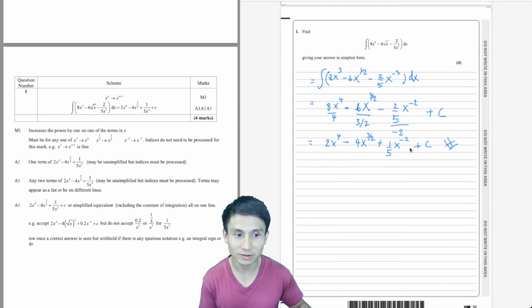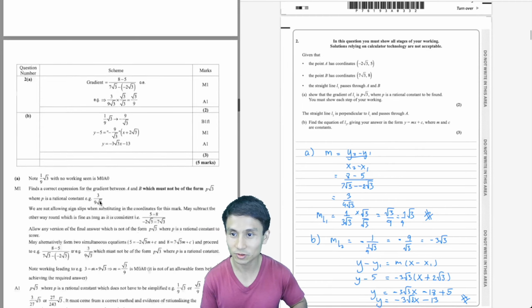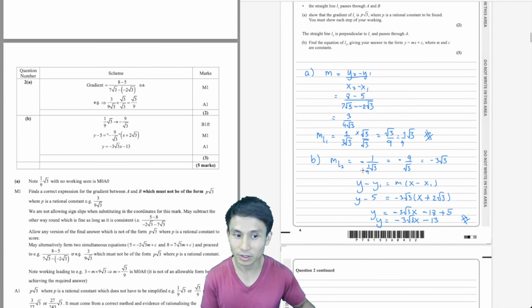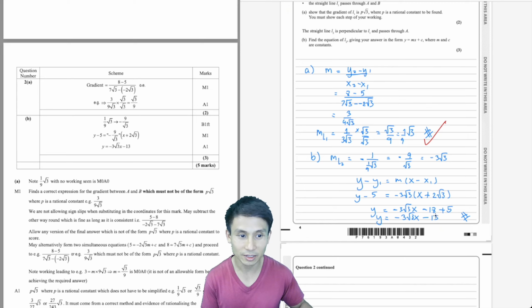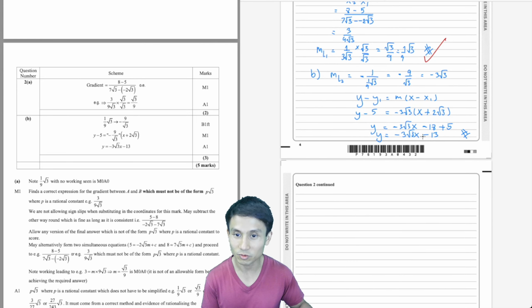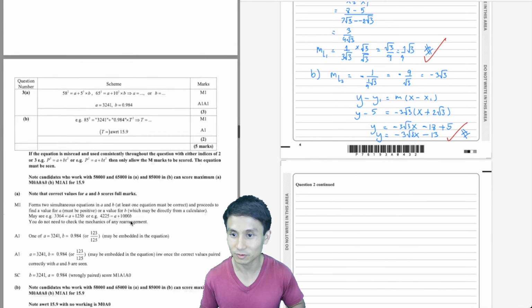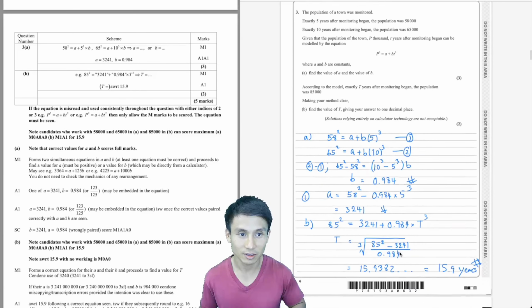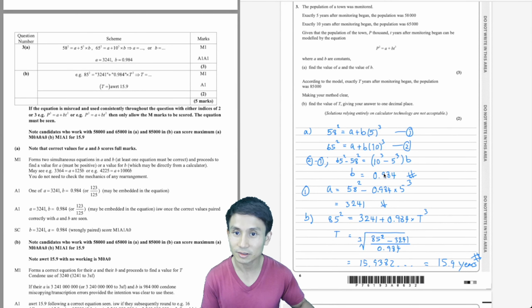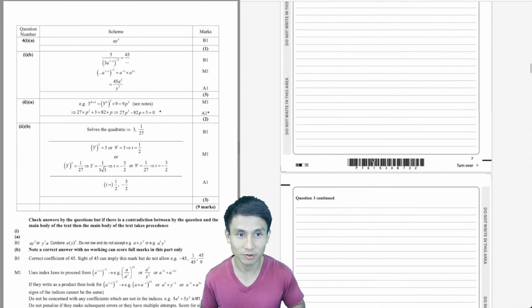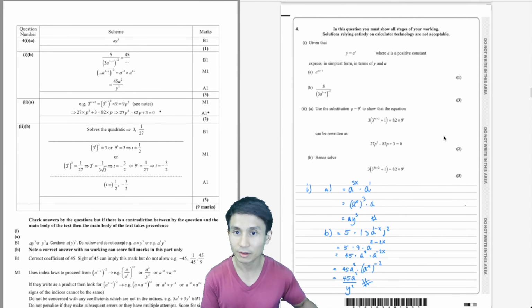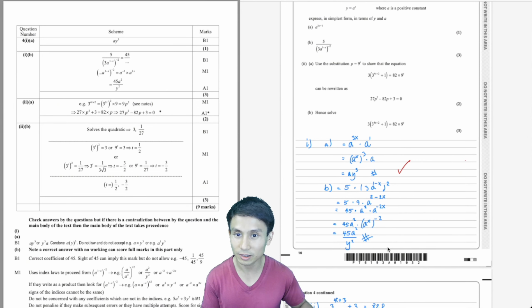2x4 minus 4x3 over 2, 1 over 5. That's fine, yeah, okay. Question 2. Okay, so this is root 3 over 9. This is minus 3 root 3x minus 13. So that's fine. So far, so good. This is 33241 for A, and that is for B, and this is 15.9 years. Number 4, a y to the 3, 45a to the 2y over y to the 2. Okay.